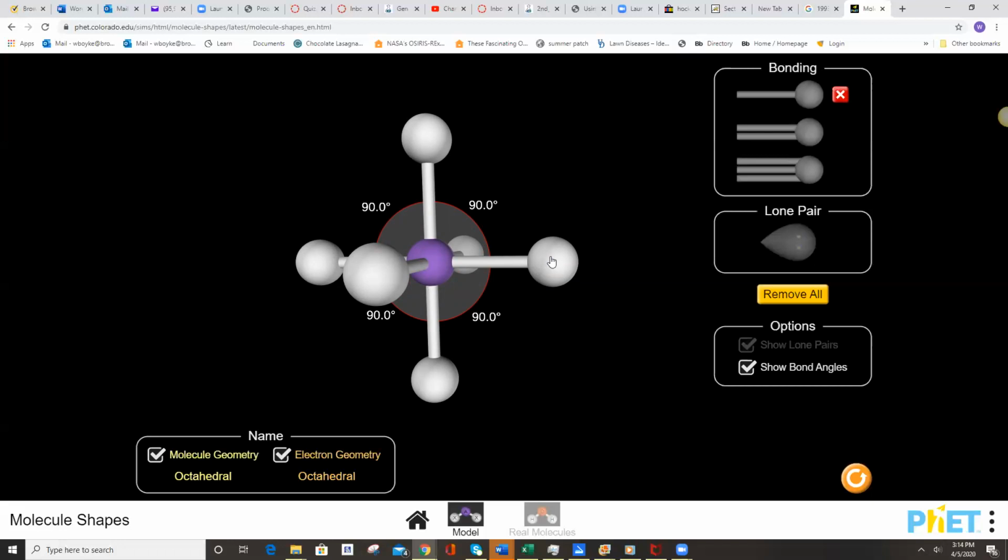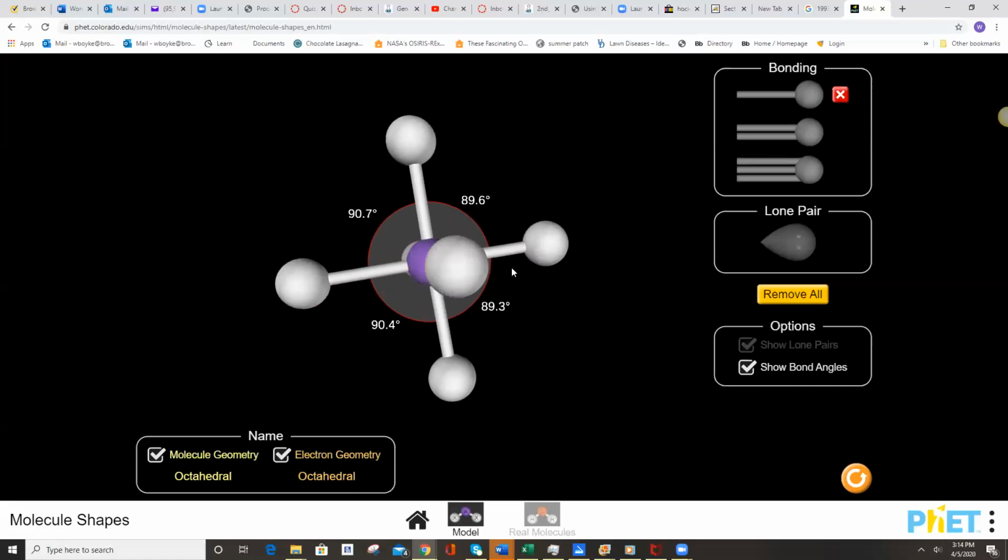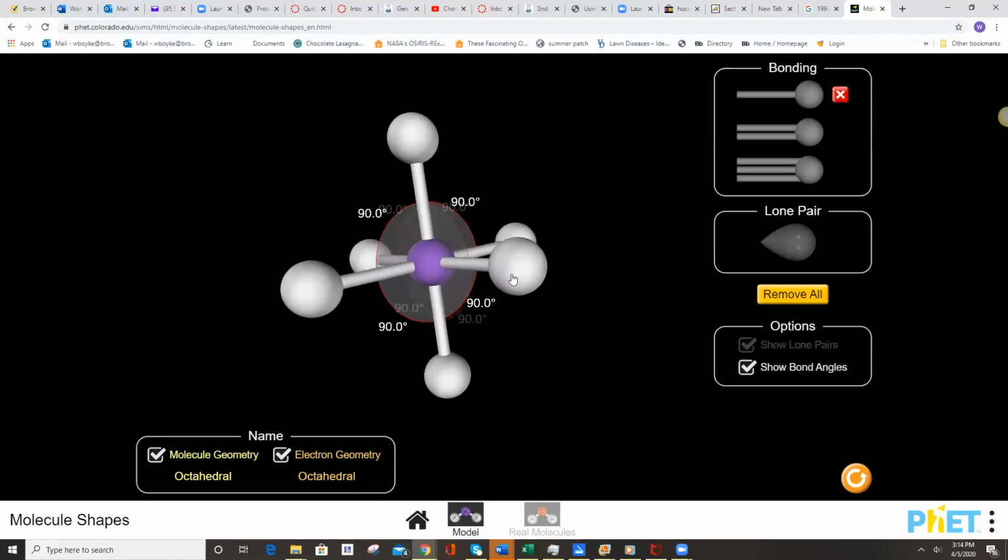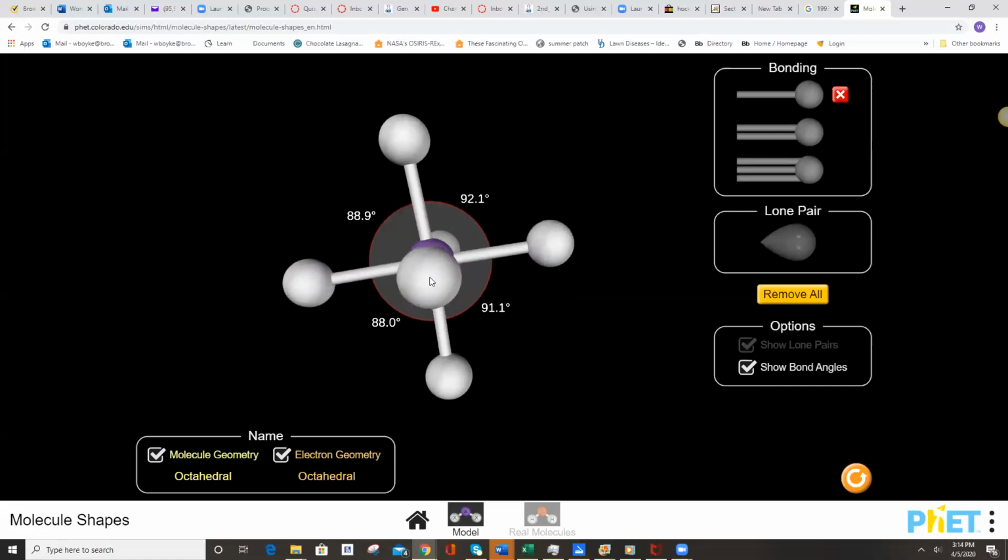When we look at whether this molecule is polar or nonpolar, being all of these outer atoms are identical, and they're equally spaced apart, well, then we're looking at this being nonpolar. We can kind of show that. This top one, this bottom one would cancel off. The one on the left would cancel off with the one on the right.